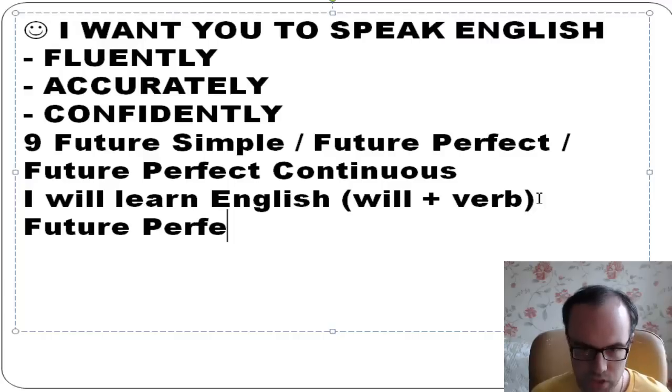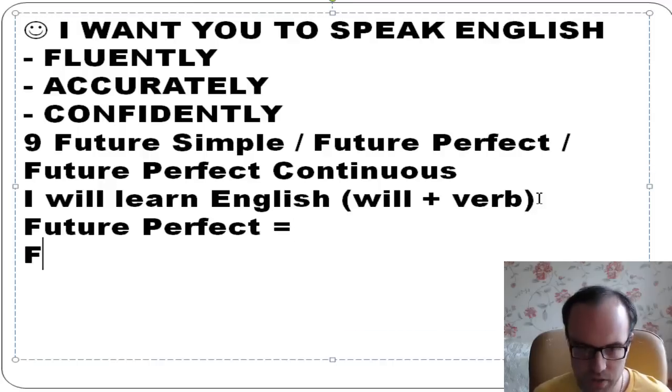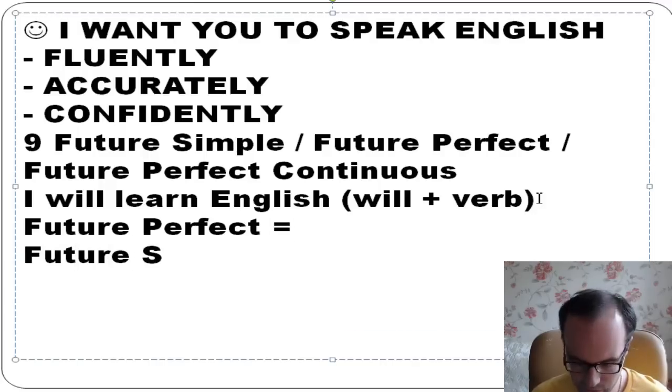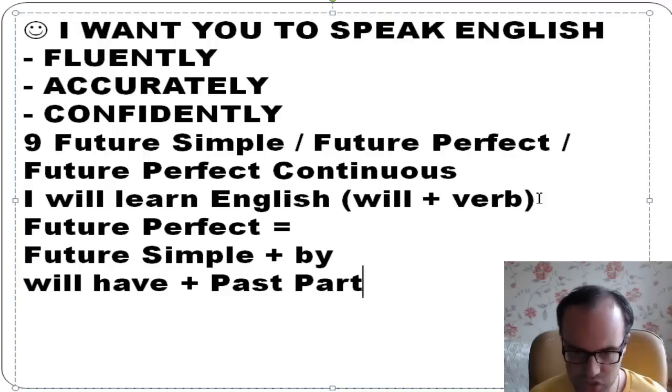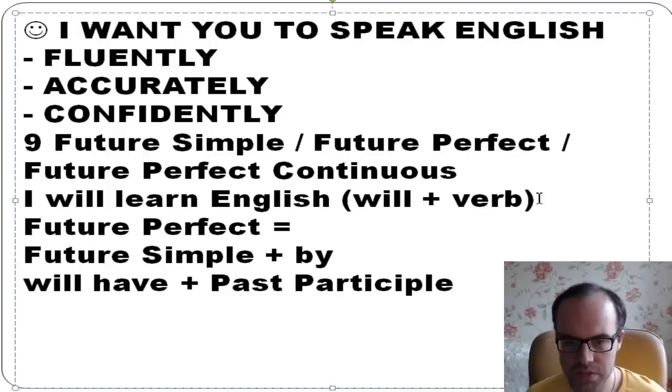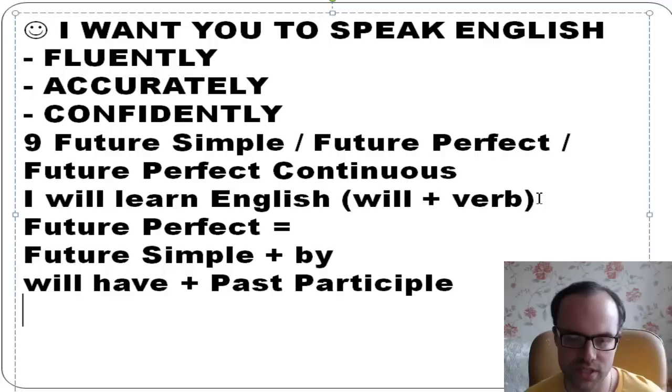It's future simple plus by. So you talk about the future, but you use by, and you form it this way: will have plus past participle. And you know that past participle is the third form, so it's another name. So future simple plus by: will have plus past participle.